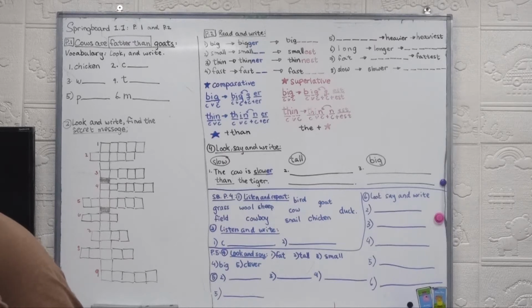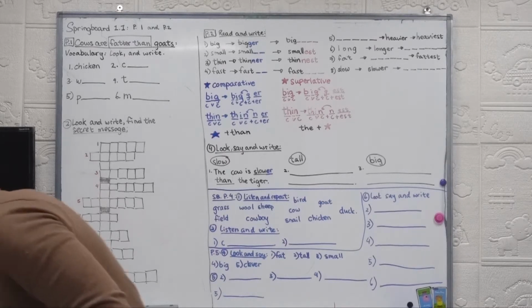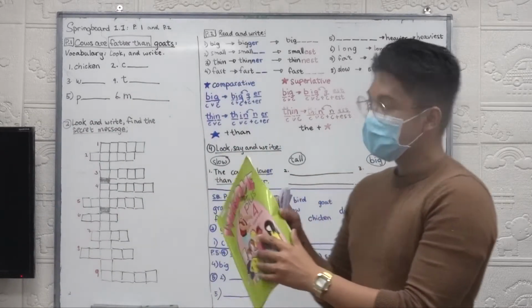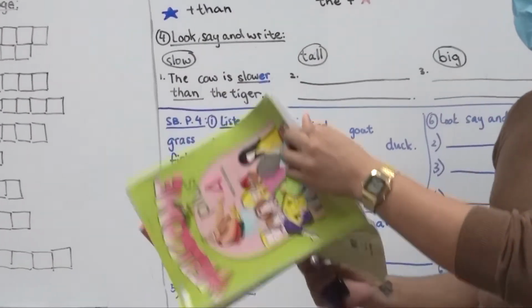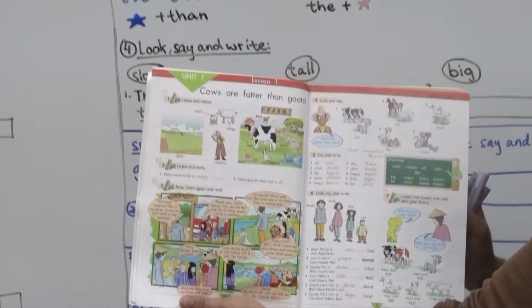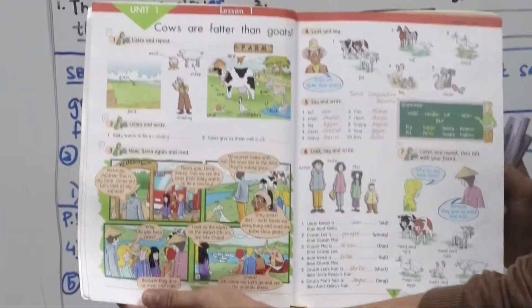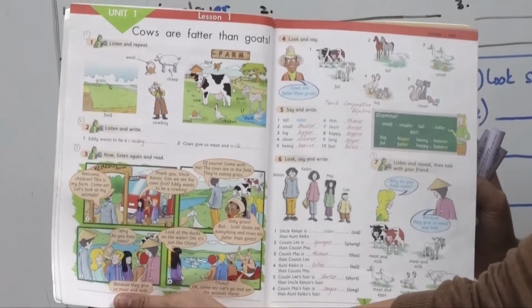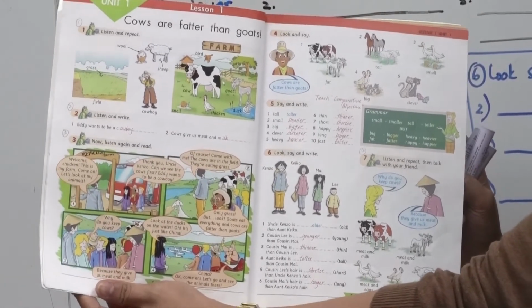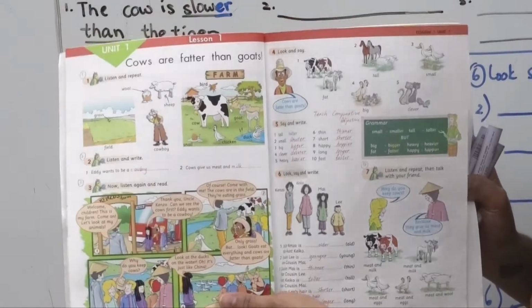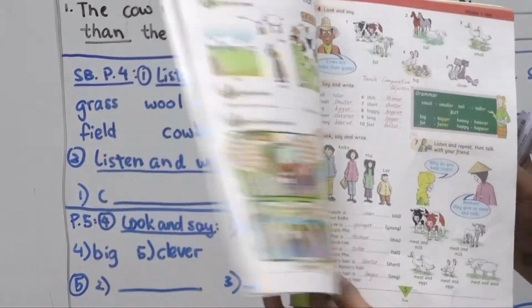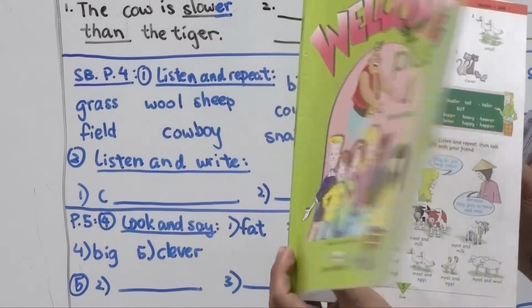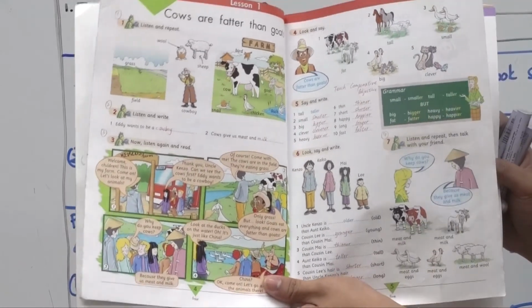So we will start with our student book. Which pages? Page 4 and 5, all right? So page 4 and page 5. Our topic for today is cows are fatter than goats. Crystal, could you open your book, please? So everyone at home, open your books. The Springboard book, the student book, to page 4 and page 5.